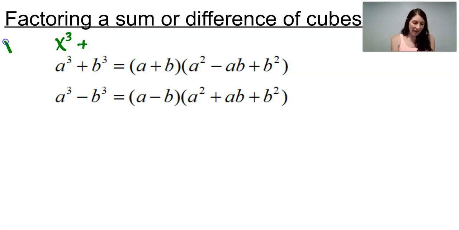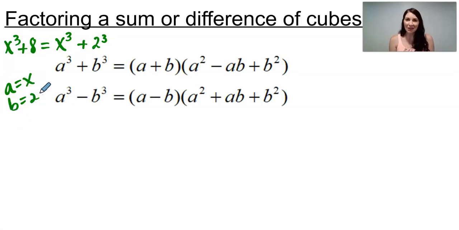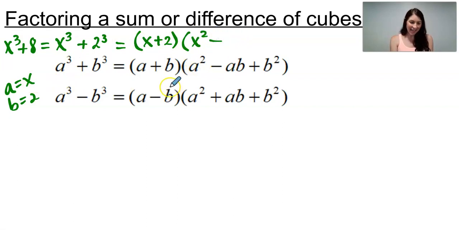So mine was x cubed plus 8, and if I wanted to write that as a sum of 2 cubes, I would have x cubed plus 2 cubed. Therefore, I can see that my a value will equal x, and my b value will give me 2, and hopefully that'll help you see how we would factor this. So the first factor would be a plus b, or x plus 2. And the next factor would be a squared, or x squared in this case, minus a times b, x times 2 is 2x, and then plus b squared, or 2 squared, which is 4. And that is how the numerator would factor.